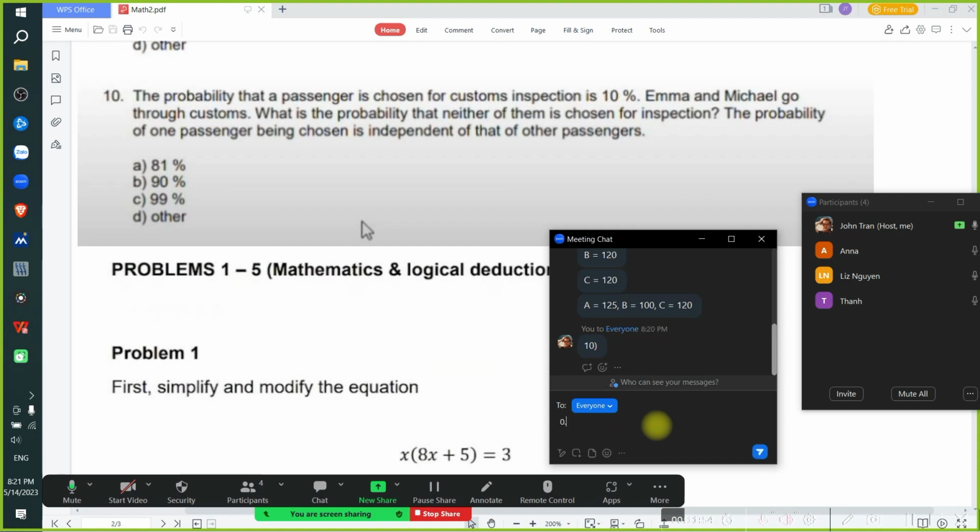So it's 0.9 for each person not being chosen. But then neither of them is chosen. So it has to be 0.9 times 0.9, right? Nó phải là 0.9 nhân 0.9, đúng không các bạn? So you get 0.81, which is 81%, isn't it? Ra được 81% không? Do you agree that is A? Okay, let's go to the next one.